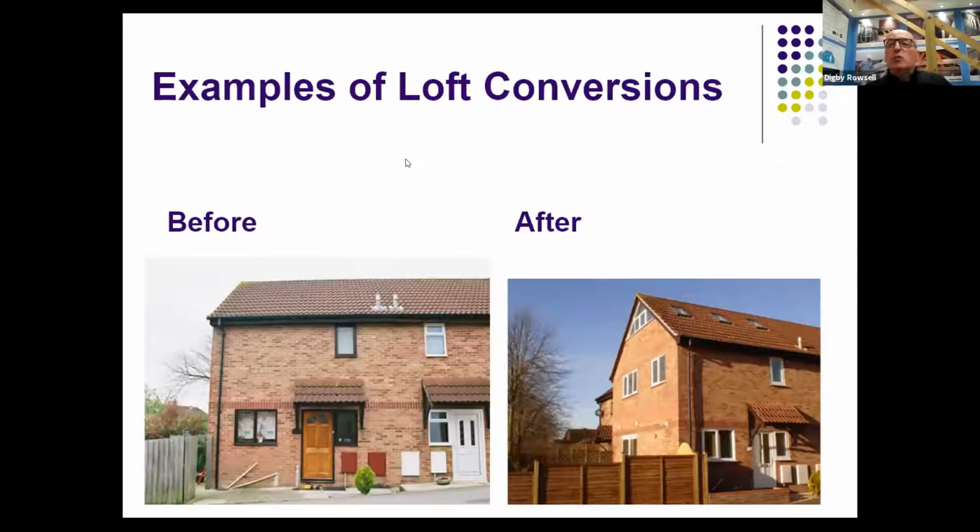I'm going to show you some examples now of loft conversions, hopefully for a bit of inspiration. This property on the left is a typical 1980s terrace property. And the homeowners, in fact, had tried to get planning consent for a 2-storey extension on the left-hand side of the property, and that got refused. So they came to us to see what we could do. And the right-hand photograph is the completed project, which added a really lovely bedroom at loft level.